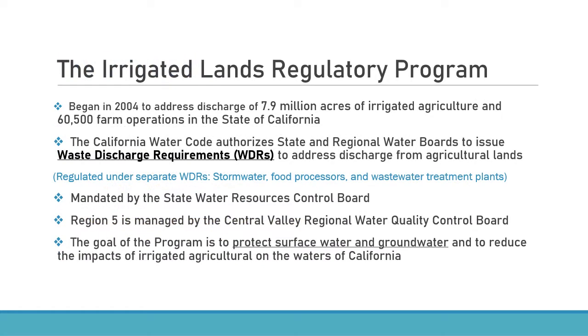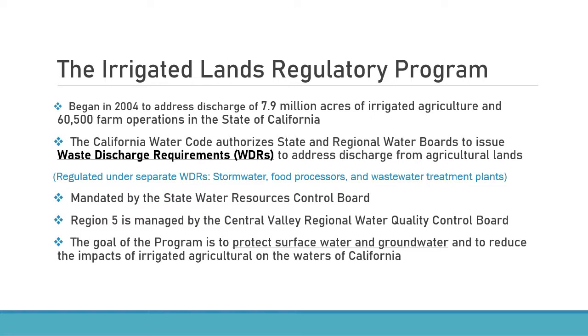We'll start with a brief history of the ILRP. It began in 2004 to address discharge from irrigated agriculture in California, and its formation was authorized through the California Water Code. The mechanisms used are called Waste Discharge Requirements, or WDRs. You may also hear these referred to as general orders or simply orders. The ILRP program is mandated by the State Water Resources Control Board. Management of the program is divided up into regions, and the Sac Valley is in Region 5, which is managed by the Central Valley Regional Water Quality Control Board.